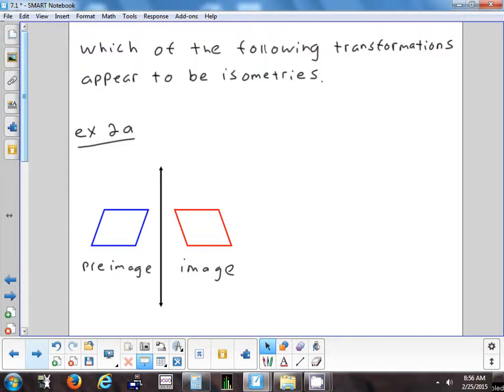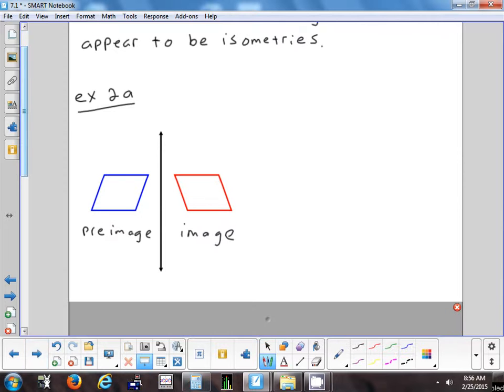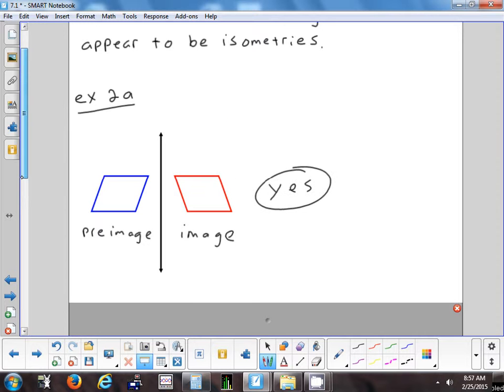So I want to look at some pictures, and just the best that you can tell, I want you to tell me which ones look like they're isometries. Okay, example 2A. Does that look like an isometry? You think, Tanner? Yes, that is an isometry. Anybody have a guess what transformation it looks like? That is a reflection. So yes, that is an isometry.